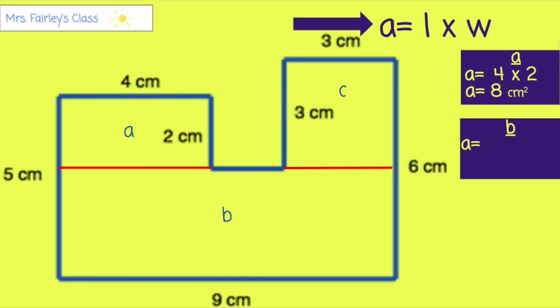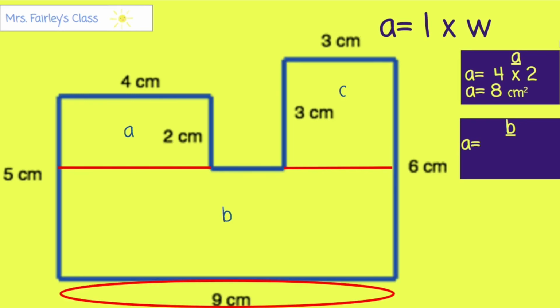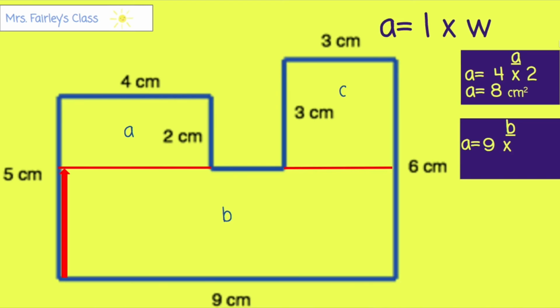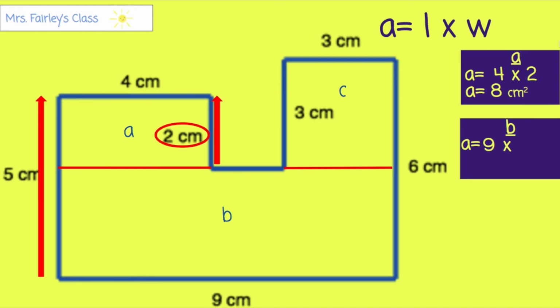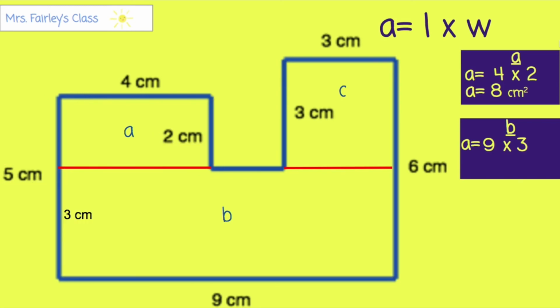Let's look at B. We'll use our formula again. The length of B is 9 centimeters. Now let's look at the width of B. We're looking for just that height, but we don't have that number, but we can find it. Consider this length. It's 5 centimeters from the bottom to the top. And over here we know that this length is 2 centimeters. If we take 2 away from 5, we'll be able to find the measurement right here. 5 take away 2 is 3, so the width of B is 3. When we multiply our length and width together, we have an area of 27 centimeters squared for B.